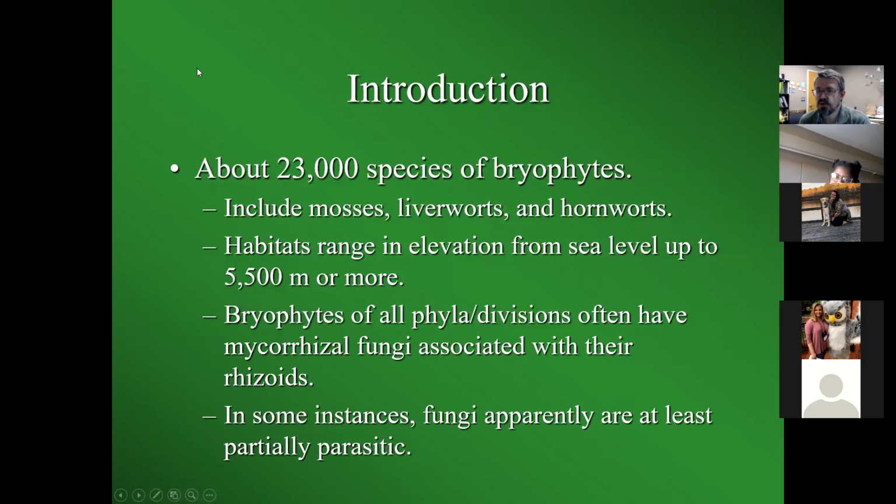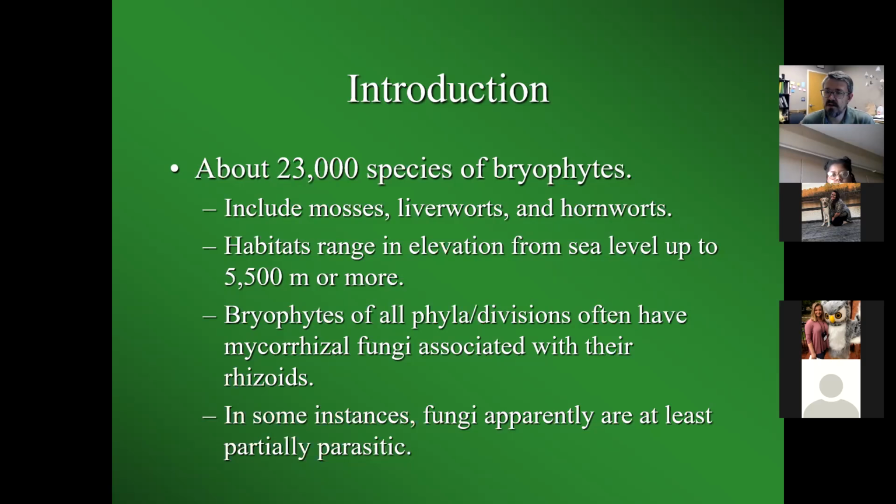So let's introduce ourselves to bryophytes. There are somewhere around 23,000 species of bryophytes that have been described, probably more than this now. This includes mosses, liverworts, hornworts. They range in habitat from sea level all the way up to 5,500 feet or more. So basically any above sea level location potentially could have a bryophyte.